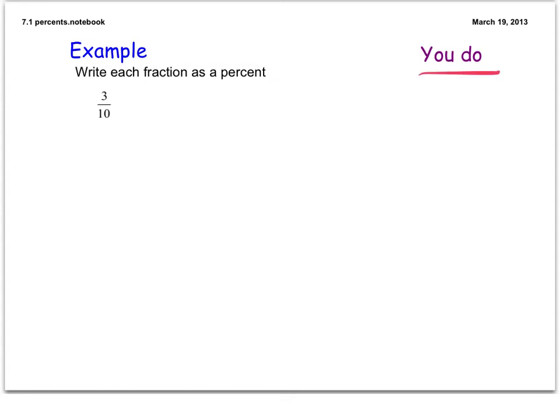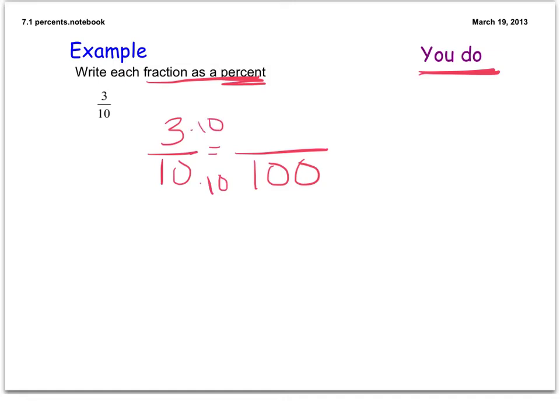All right, you try this one. Make sure you're writing this fraction as a percent, so your final answer should have a percent sign. Try the best you can and replay me when you're ready for the answer. Okay, so we've got 3 over 10, and I'm trying to write this as something over 100. So what am I going to multiply by 10 to get to 100? Well, I can multiply by 10 to the top and bottom. And so that's 30 over 100, which is 30%.